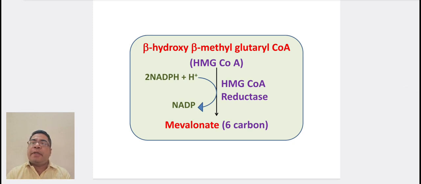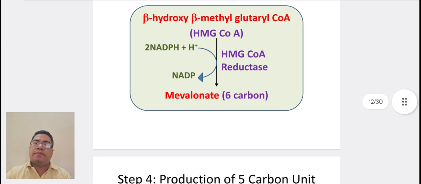Here we can see beta hydroxy beta methyl glutaryl CoA is converted to a 6 carbon unit, that is mevalonate, with the addition of NADPH plus H plus and removal of NADP plus in the presence of enzyme HMG CoA reductase.